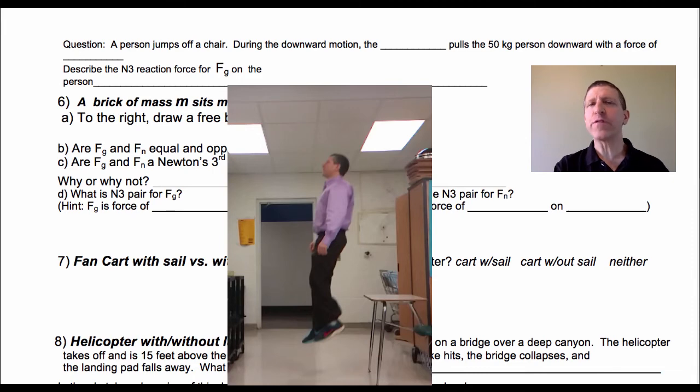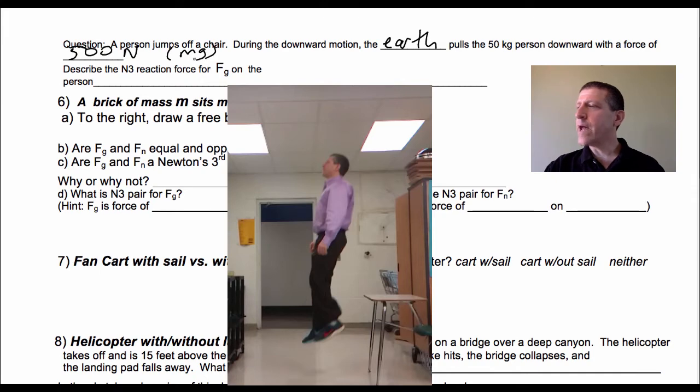Again, the key to N3 is figuring out what the two objects are. Well, the object is the Earth. The Earth pulls the 50-kilogram person downward with a force of what? Well, it's a force of how much? 50 kilograms times 10 meters per second squared is going to be 500 newtons. All I did was measure what mg was.